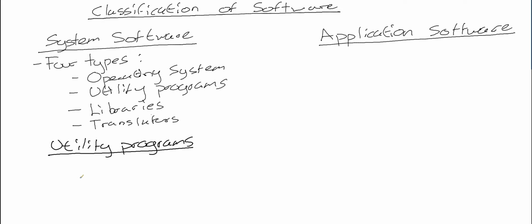Okay, so now let's look at utility programs. So utility programs are pieces of software that are designed to optimize the performance of your computer or to perform tasks such as the encryption of data, for example. So just general, what you might dub housekeeping tasks. Some examples of utility software could be a disk defragmenter or an antivirus program.